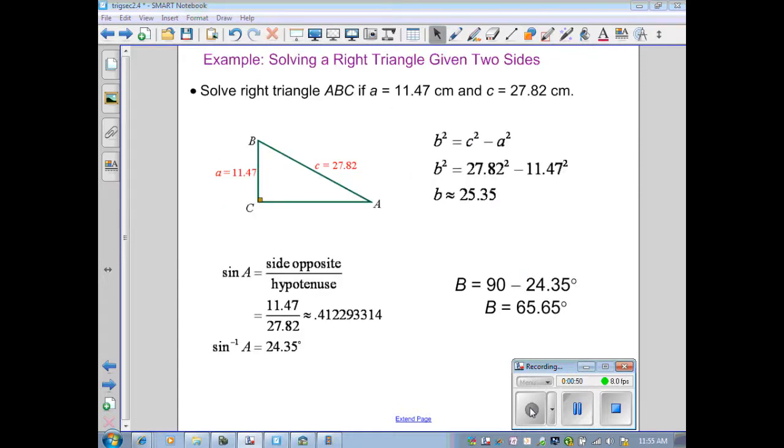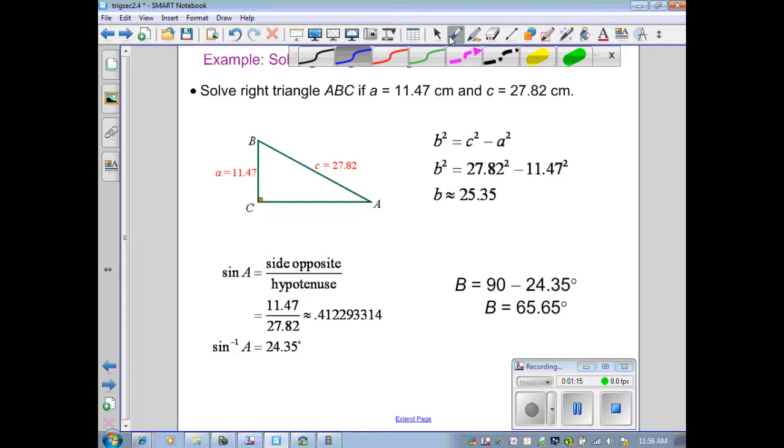The next example for solving right triangles gives us two sides rather than a side and an angle. And we'll just run through this example and talk about it. So here what happens is we're given two sides of the triangle. We're actually given a leg and a hypotenuse. So they're going to find a third side by using the Pythagorean theorem.